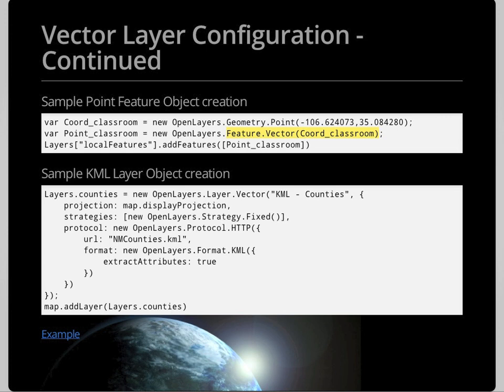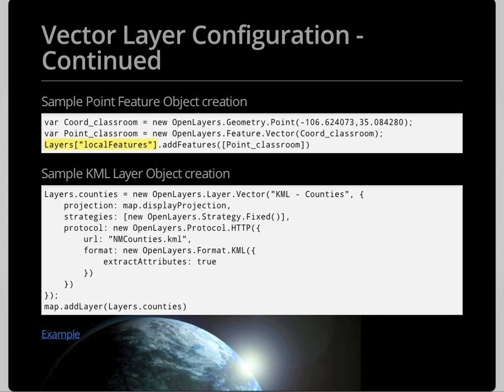And then I am adding that feature, and you can add more than one feature at a time, and we'll see an example of that as well, to an existing layer. In this case, I have an array of layers that I've created called layers, where one of the layers that I've created is called local features.